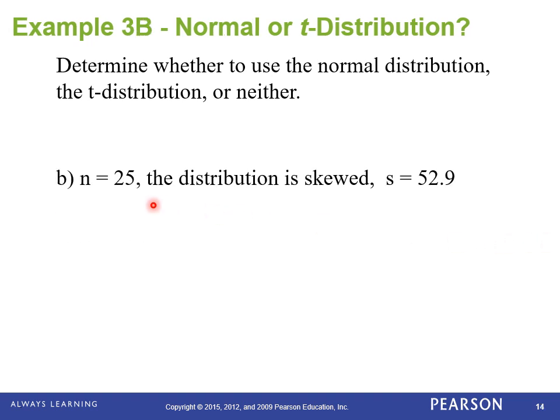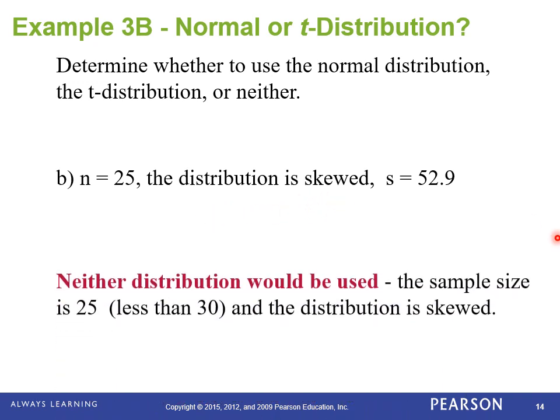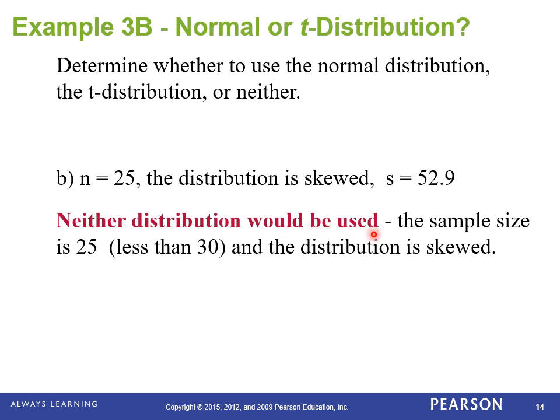For part B, our n is equal to 25, the distribution is skewed, and S equals 52.9. If you look at the first box, it is not greater than 30, so we have to go down because it says no, and then it asks, is it normal? It is not normally distributed, so in this case, neither distribution would be used. The sample size is less than 30, and it's skewed, so neither one can be used.